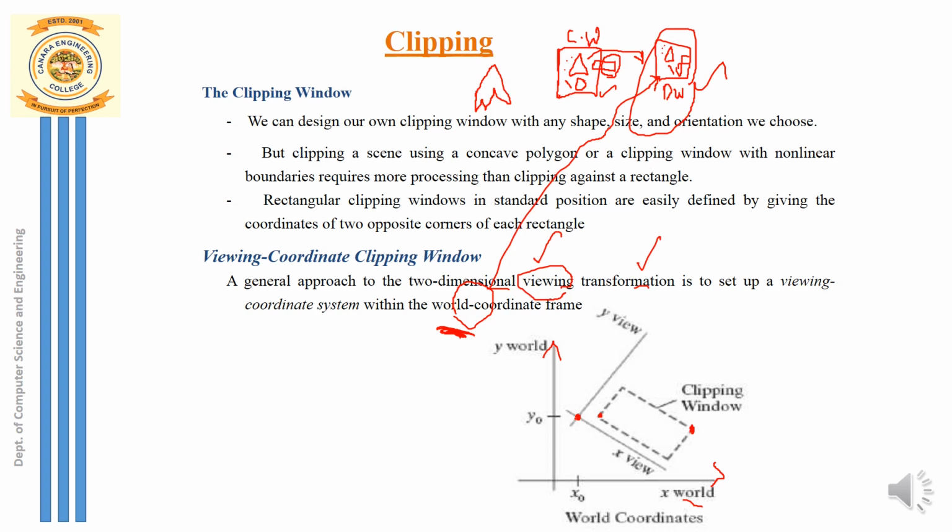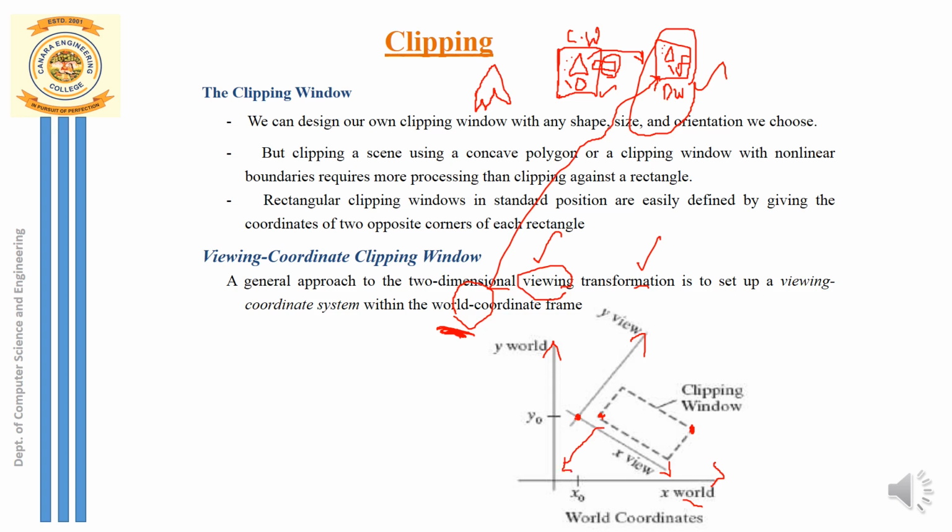Now you can see this window itself is represented with the help of one coordinate system. So what is that coordinate system? You can see this is the viewing coordinate system. This viewing coordinate system has an origin, and about this point you have represented the clipping window. Now how to transform this viewing coordinate system onto the world coordinate system? For that you have to perform some actions.